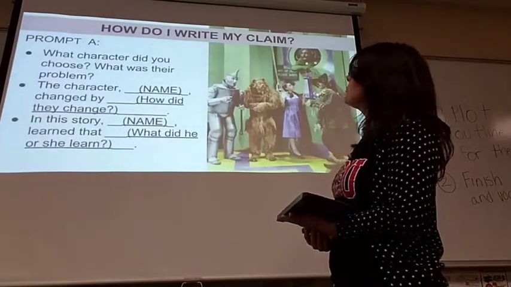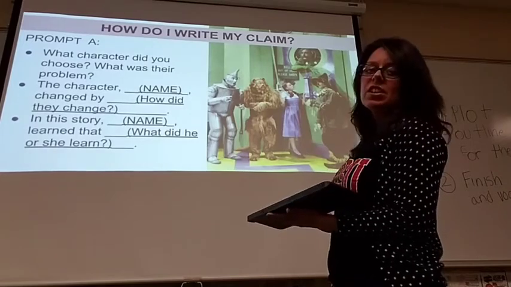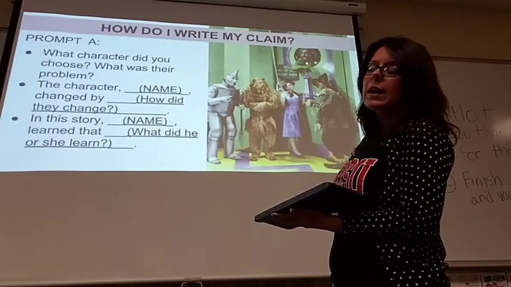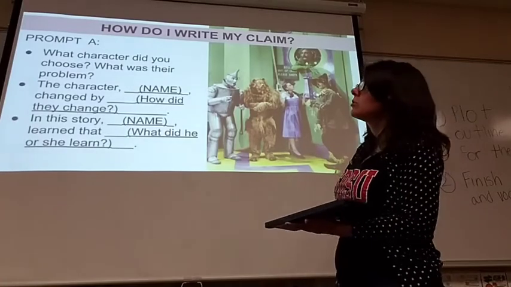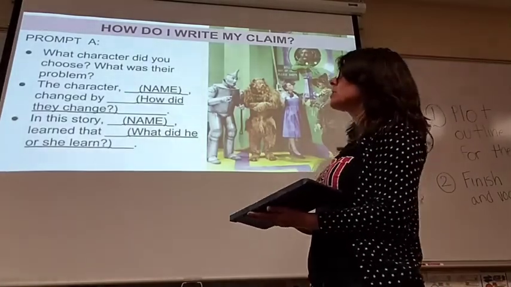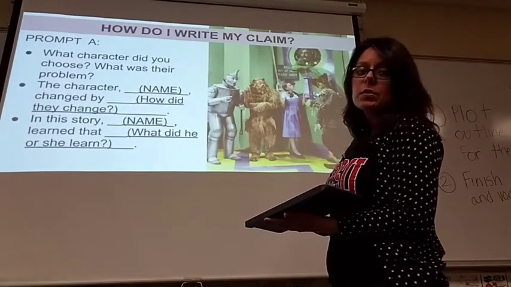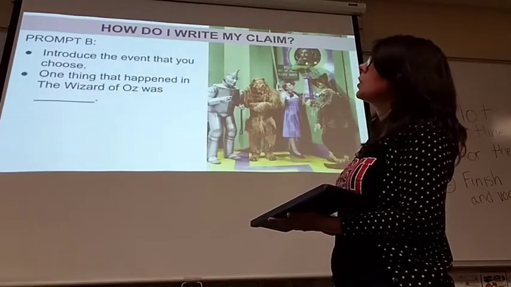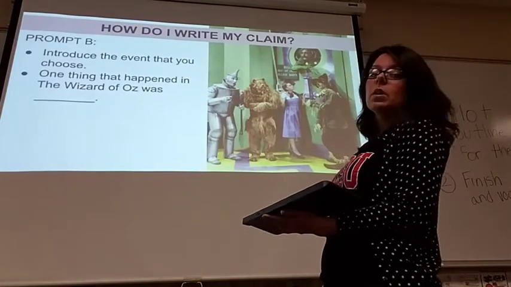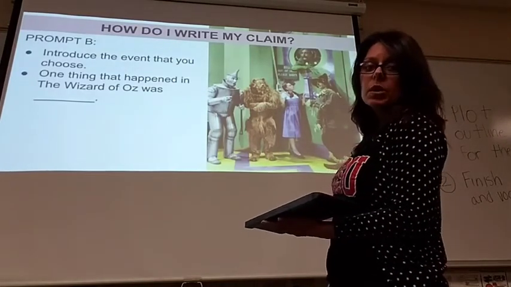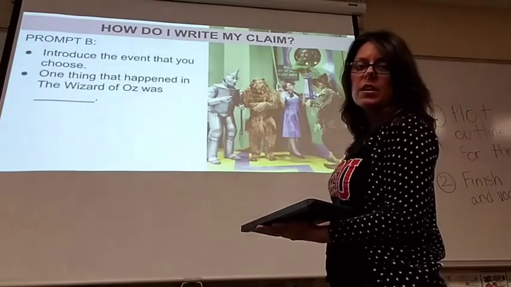So if you chose prompt A, we talked about this in the other video. This is just how to do your claim. So your claim for prompt A is just what character did you choose, what was their problem, and here are some optional sentence frames you could use. If you chose prompt B, this is where you just tell us what event you chose. That's it. Not super complicated. You just need to tell us what event did you choose.